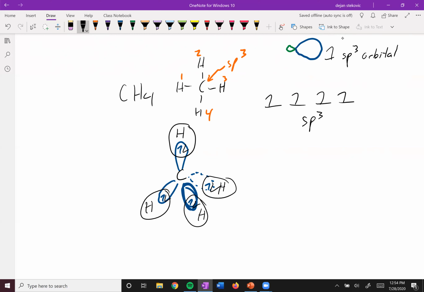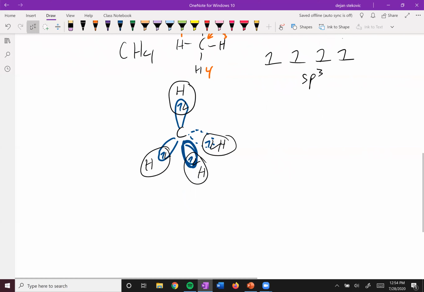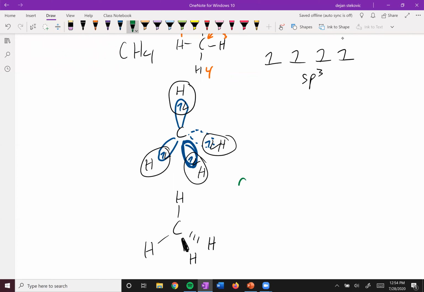And so we can see how hybridization predicts this tetrahedral shape. If you think about the shape of this carbon, there's a hydrogen up top, a hydrogen on the bottom, a hydrogen coming out of the board, and a hydrogen going back into the board. All of these are direct overlap, and so all of these are sigma bonds.